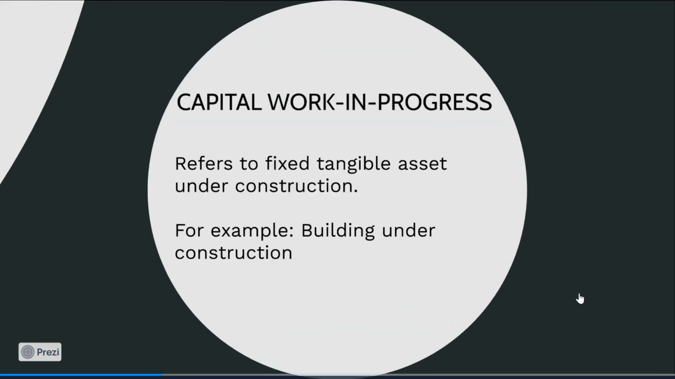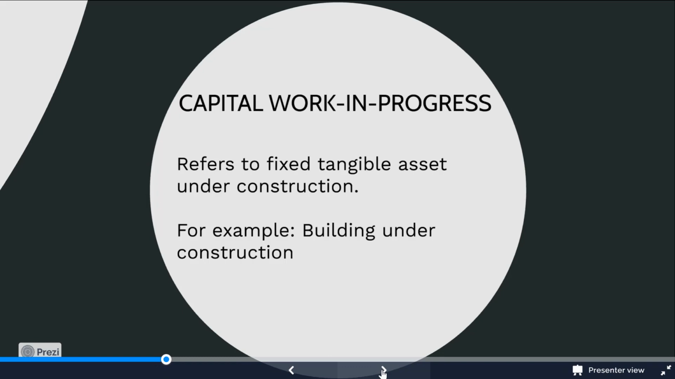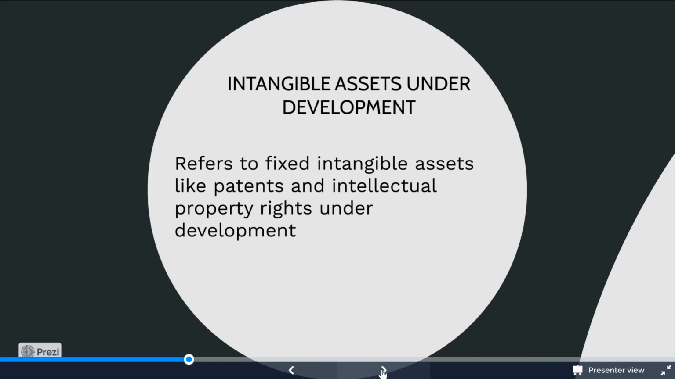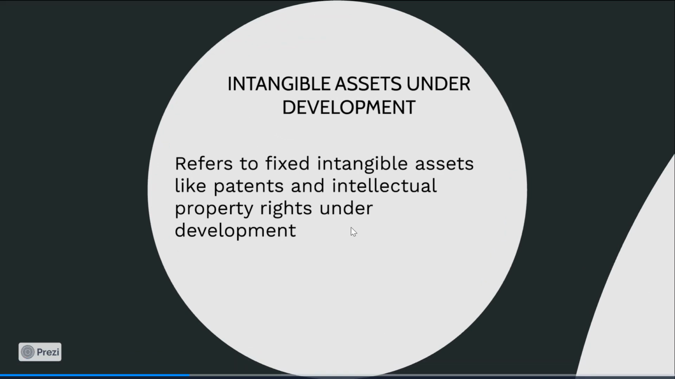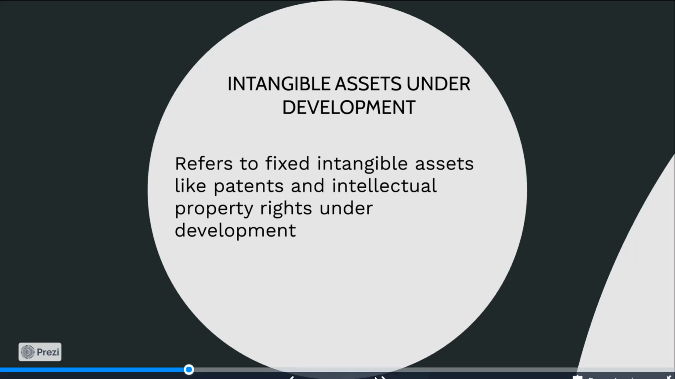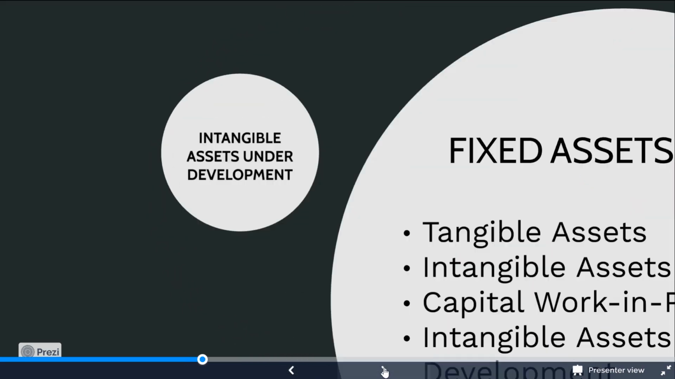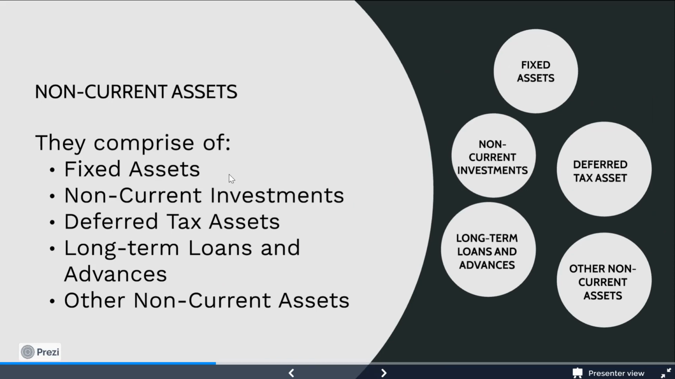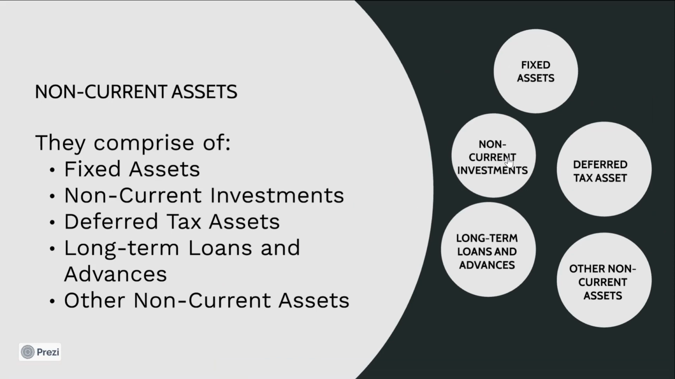Let's understand what capital work in progress is. It refers to a fixed tangible asset under construction. To give you an example, building under construction will come under the head capital work in progress. Intangible assets under development. It refers to fixed intangible assets like patents and intellectual property rights under development. So we've done with fixed assets. Well, let's move on to non-current investments.